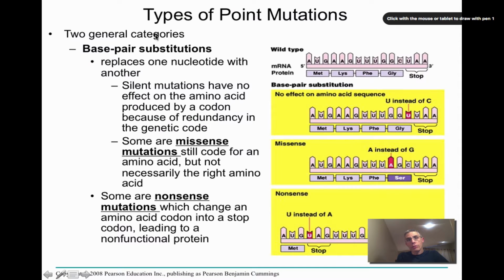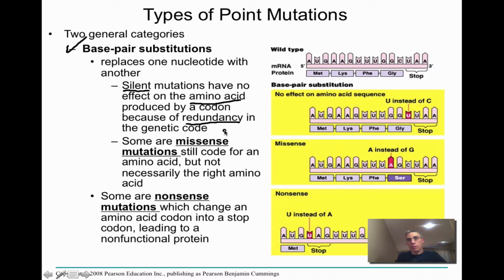Now, when you talk about point mutations, what we do is we actually place them into two general categories. The first one is base pair substitutions. Now, this is a relatively simple type of mutation where it actually replaces one nucleotide with another. So it's basically you're switching that nucleotide out. Now, sometimes with this particular type of mutation, we call them silent mutations because sometimes even if the change occurs, it actually has no effect on the amino acid being produced by a codon. Now remember, this could be possible because of the redundancy in the genetic code.